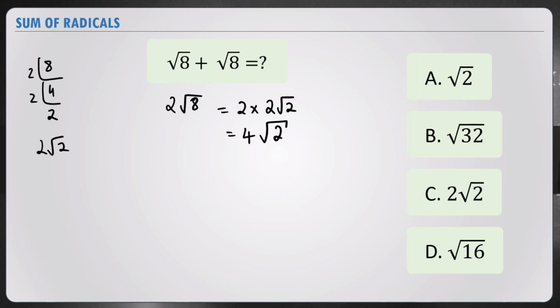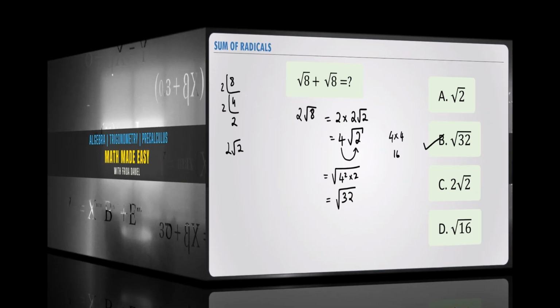Then the only other way to find the answer is to try to bring the 4 under the root sign by multiplying by itself. By squaring it, we can bring it under the root sign. 4 4s are 16. So we get the square root of 4 squared into 2, which is the same as this. So 4 squared is 16 into 2 is 32. The square root of 32 is your answer. And choice B will be the right answer.